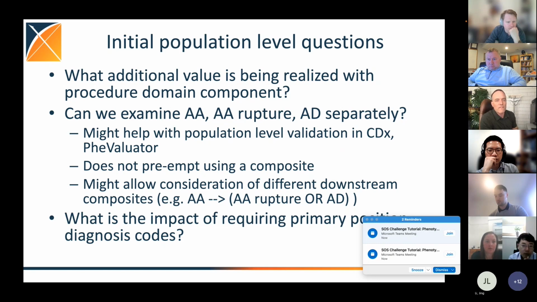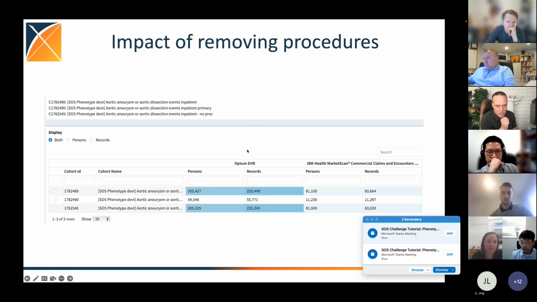So, for instance, the effect of fluoroquinolones on the progression of aortic aneurysm to either aortic aneurysm rupture or aortic dissection. And then finally, one of the questions that came up is, what was the impact of requiring primary position diagnosis codes, which was the two variants that Gautam had shown you being constructed: one with a condition occurrence in any position, or just in the condition occurrence table, and one with the additional attribute that it's in the primary position of an admission record or discharge record. So the first one was pretty easy, looking at the impact of removing procedures.